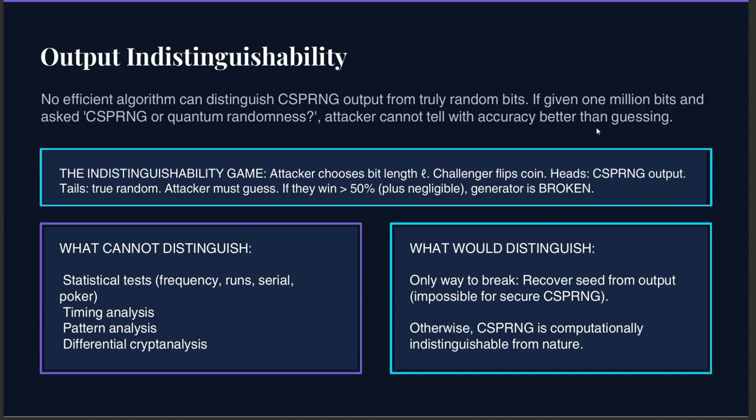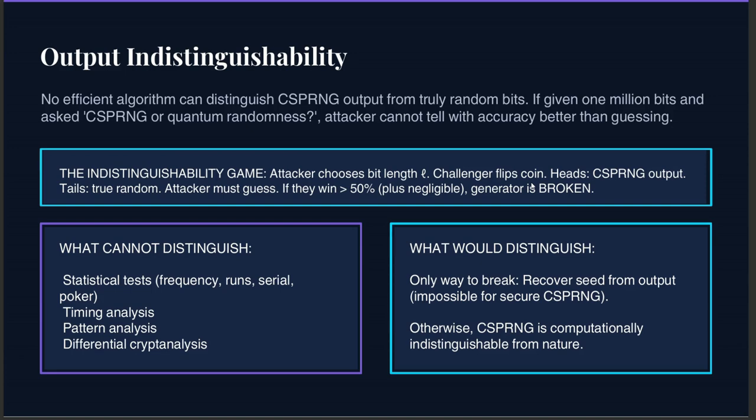Suppose an attacker receives 1 million bits. Their challenge is to determine whether these bits came from a physical true random source or a CSPRNG. If the generator is secure, the attacker should fail. The success probability should remain almost equal to random guessing. This leads to what cryptographers call the indistinguishability game. Here is how the game works.